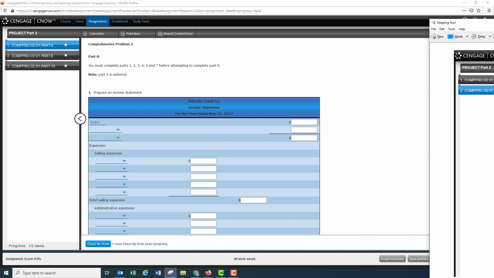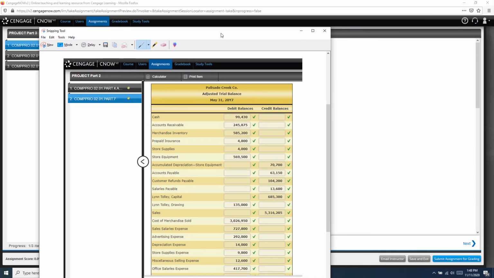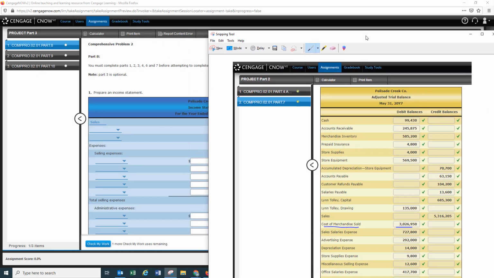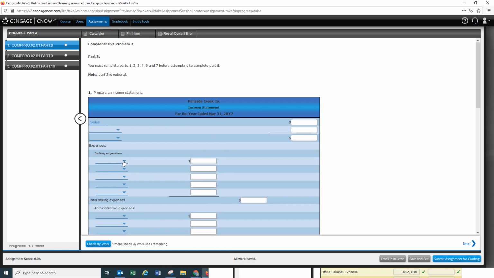And where do you get the balance from? Here, the adjusted trial balance from project part 2. So look for that. Where is cost of merchandise sold and the balance? All right, and then you get to the expenses section. What goes here? It can't be accounts payable because that's on the balance sheet.